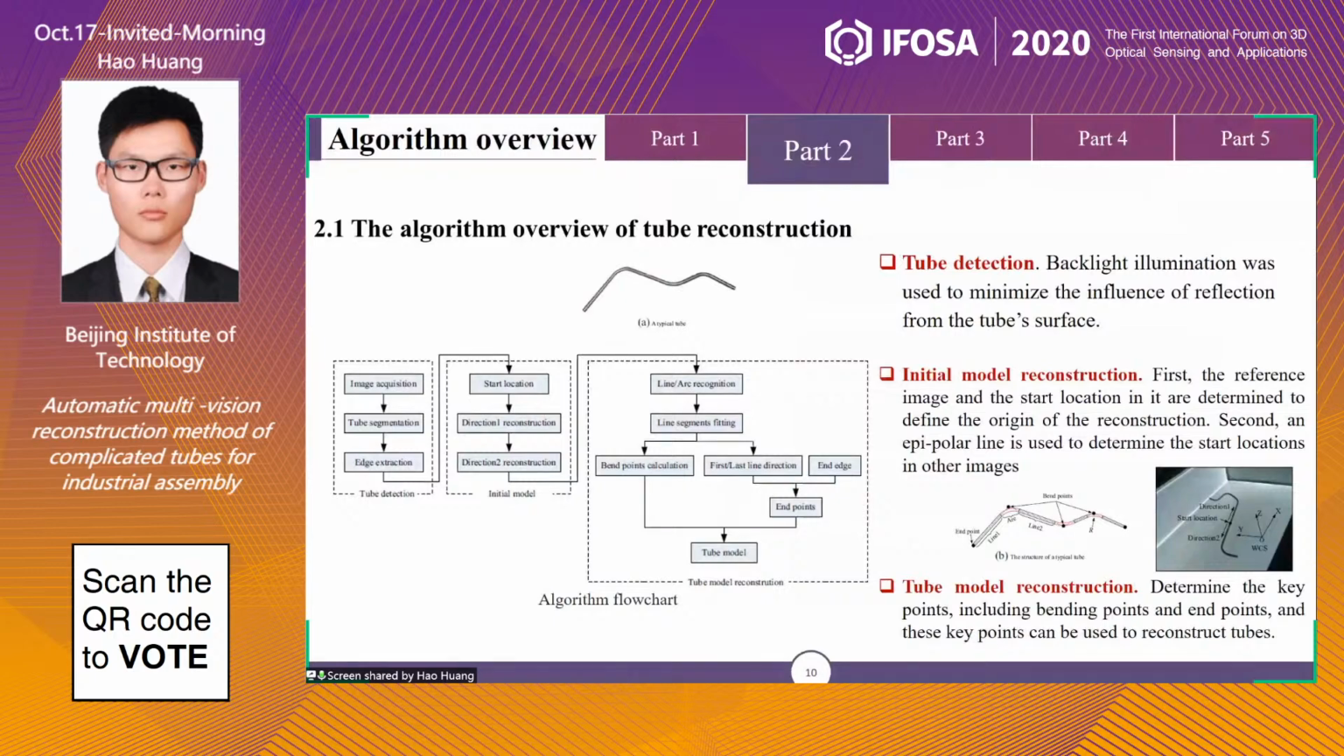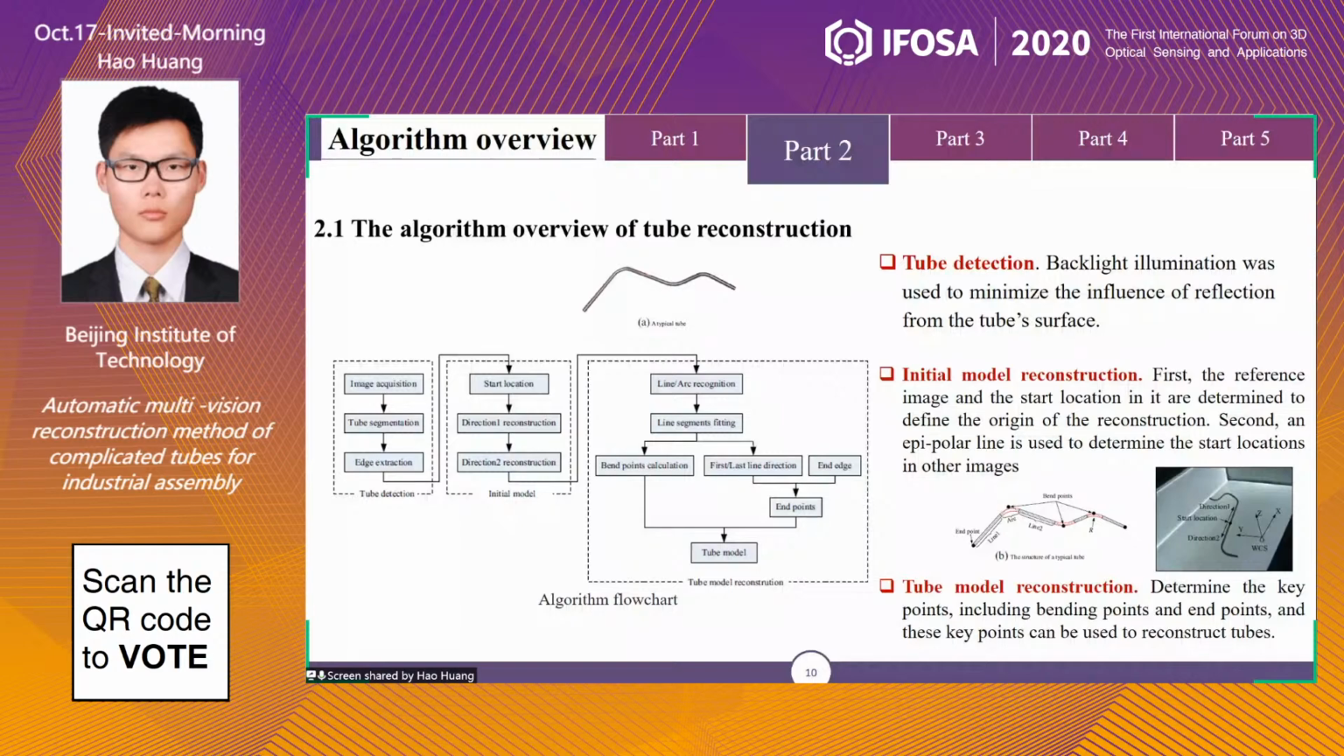We propose a method to reconstruct the tube by calculating the 3D coordinates of the bending points and the endpoints. The algorithm flowchart is as follows. Our method consists of 3 parts, including tube detection, initial model, and tube model reconstruction.